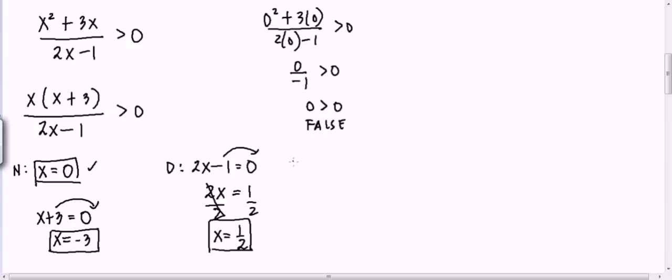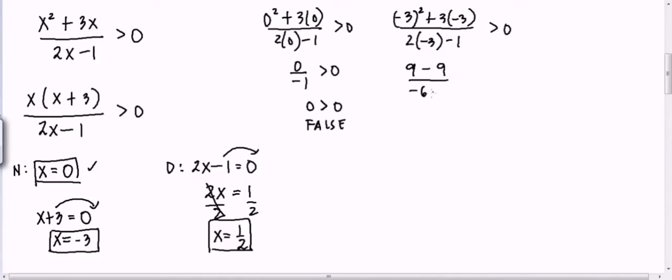Next one, si negative 3. So, that would be negative 3 squared plus 3 times negative 3 over 2 times negative 3 minus 1 greater than 0. So, negative 3 squared is 9. Okay? Then, 3 times negative 3 is negative 9 over negative 6 minus 1 greater than 0. So, this one is 0 over negative 7. Again, 0 greater than 0, false na naman yan. Okay? Kasi, hindi naman mas malaki ang 0 sa 0. Equal lang sila. Okay? Next one, itong huli, x is equal to 1 half.